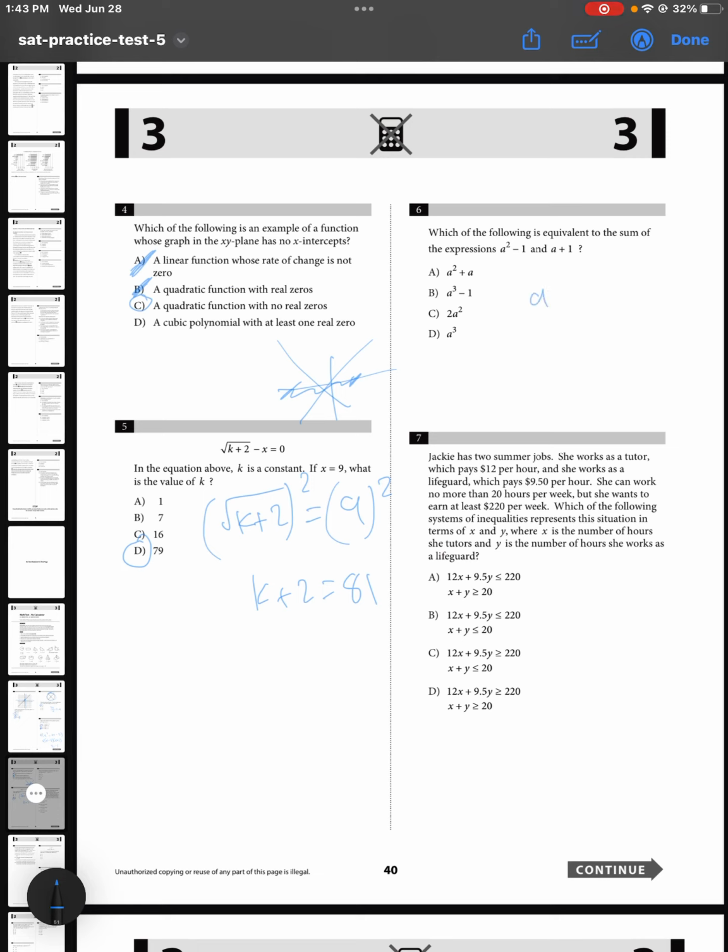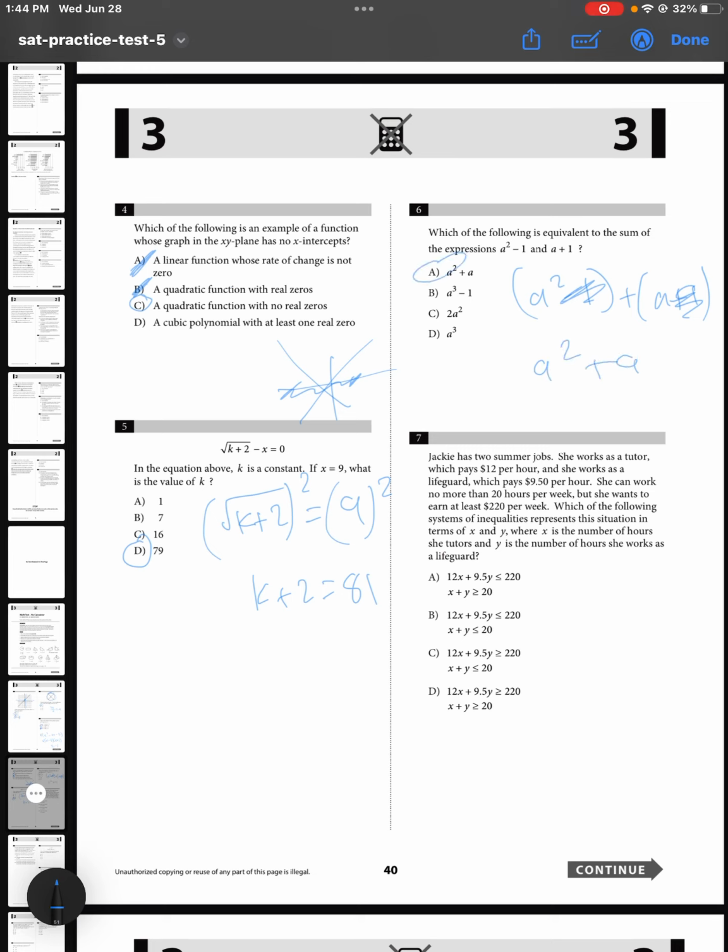Which of the following is equivalent to the sum of the expressions a squared minus 1 and a squared plus 1? So a squared minus 1 plus a plus 1. So the minus 1 and the plus 1 would cancel, because minus 1 plus 1 is 0, so we just have a squared plus a.